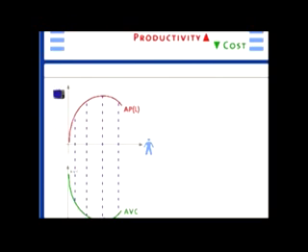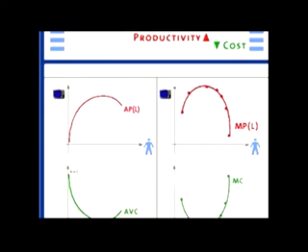This looks a lot like the same kind of picture we saw a few minutes ago when we compared the relationship between the marginal product curve and the marginal cost curve. Now, what we're going to do is put all of this together and look at the relationship between marginal and average product on one hand and marginal and average variable cost on the other hand.